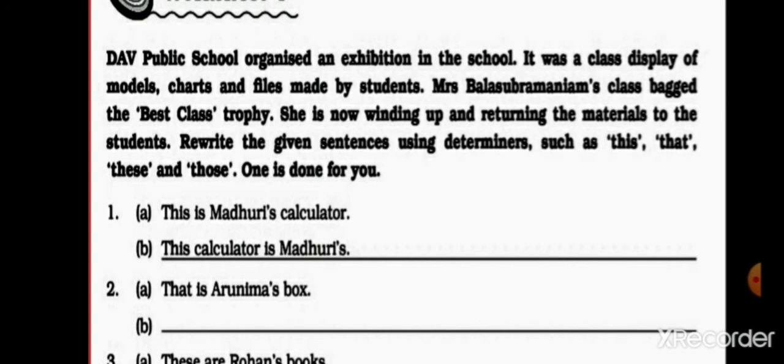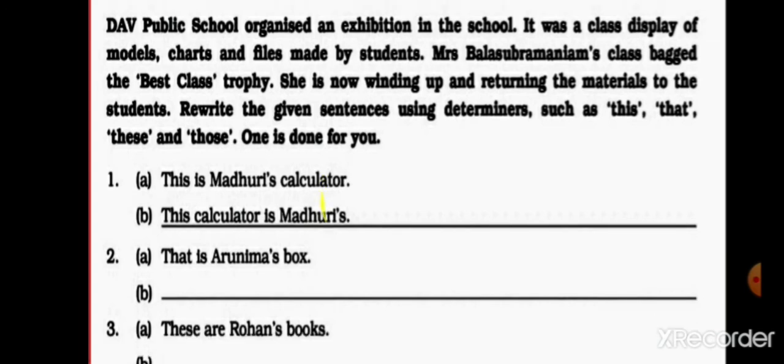This is Madhuri's calculator. Now, how to rewrite this sentence? This calculator is Madhuri's. Let's move on to the next one.